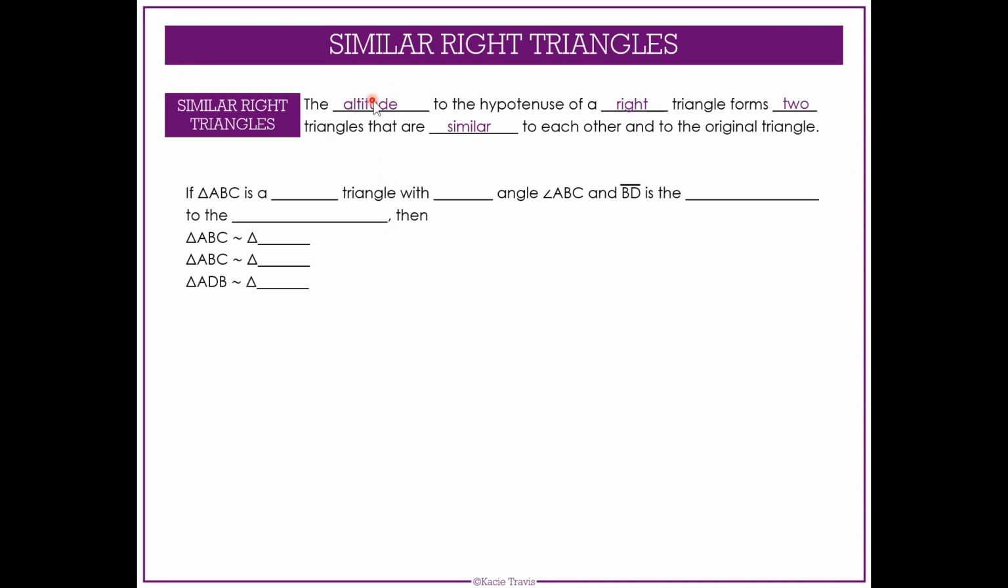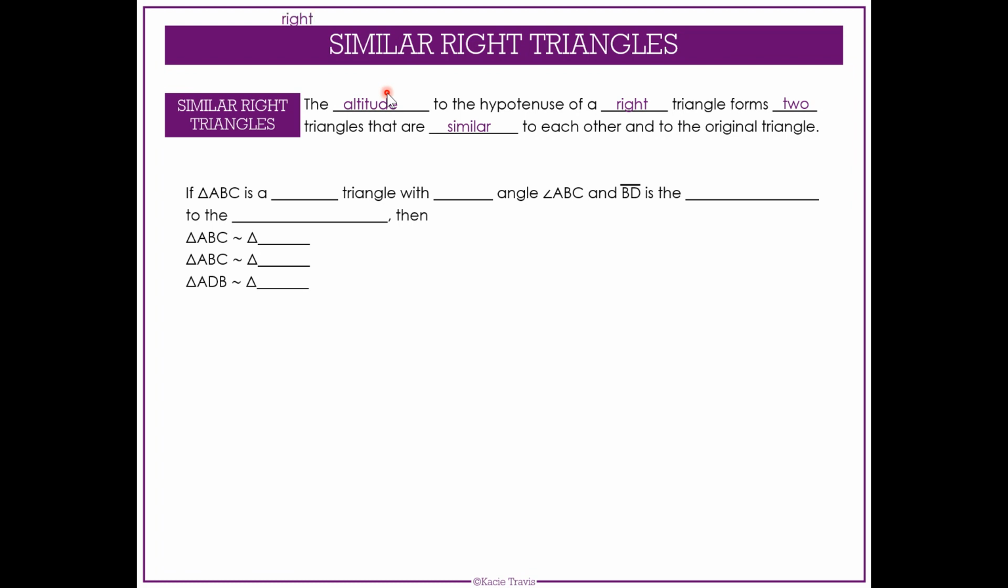If you don't remember what an altitude is, it's in our glossary for chapter one. It is a line that comes from one side of our triangle to the vertex of another side and makes a right angle. So let's look at this quick example.